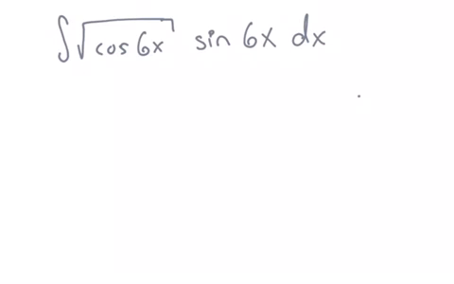Okay, let's look at this one. The square root of cosine 6x times sine 6x, and I want to integrate that. This is going to be a little bit harder than the other problems.